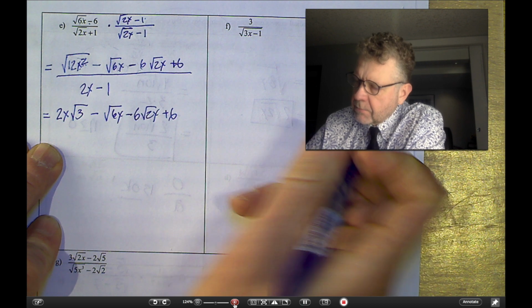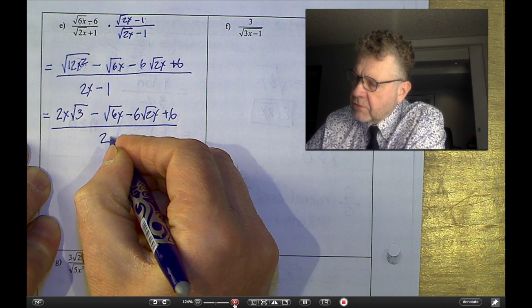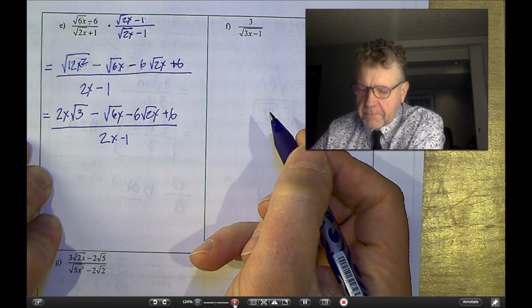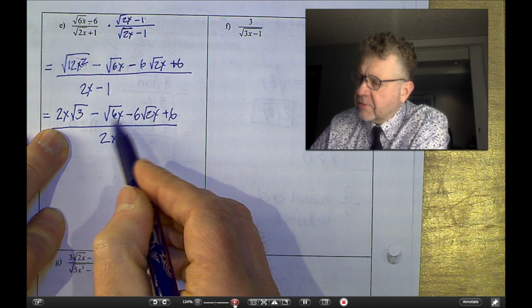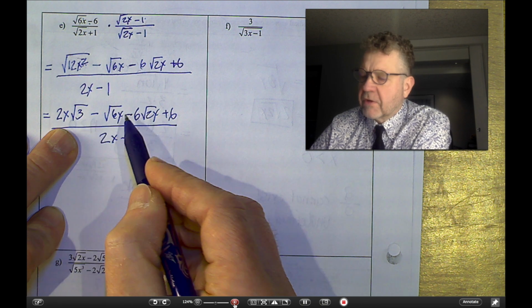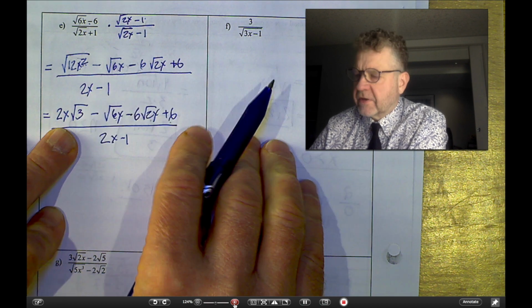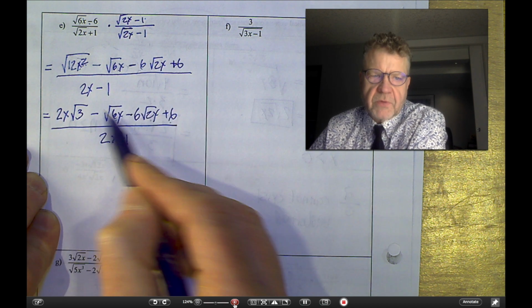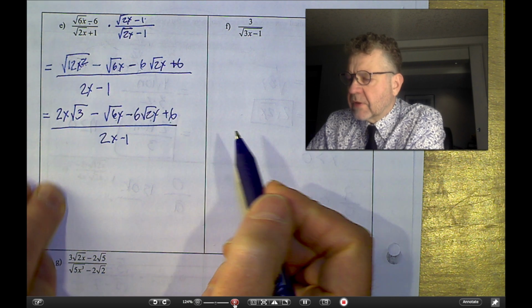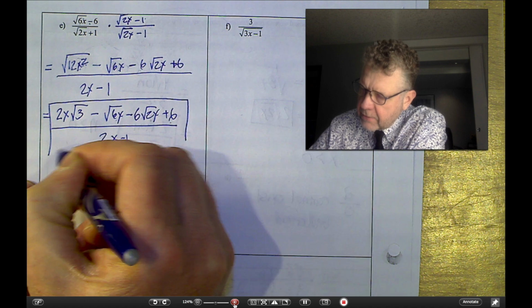Okay. All over, no simplification there either. 2x minus 1. Now let's just make sure. Do we have any like terms up here? Well, no, because the square root of 3, square root of 6x, square root of 2x, and a constant are all different. There's no more grouping or simplification we can do in the numerator. Nothing we can do left in the denominator. That is our final answer.